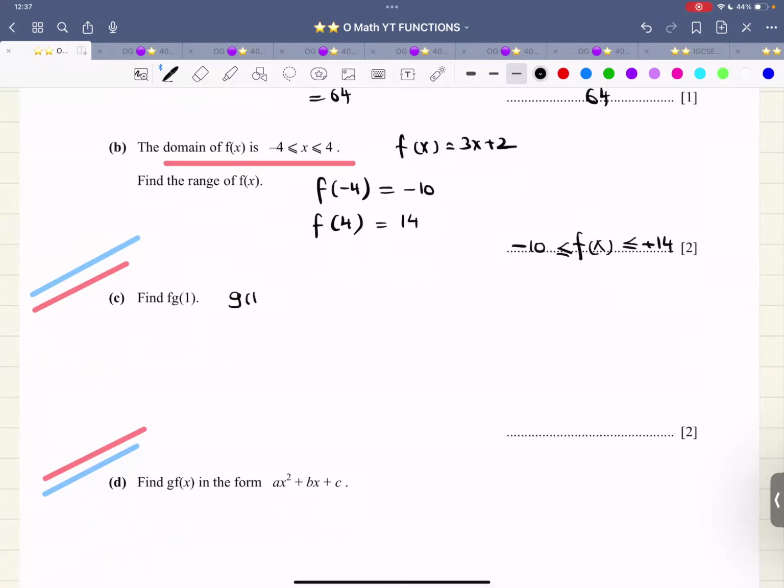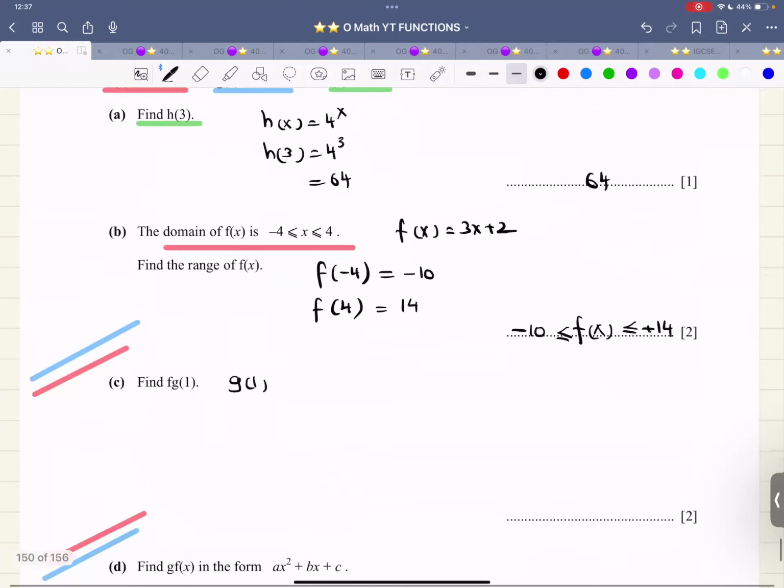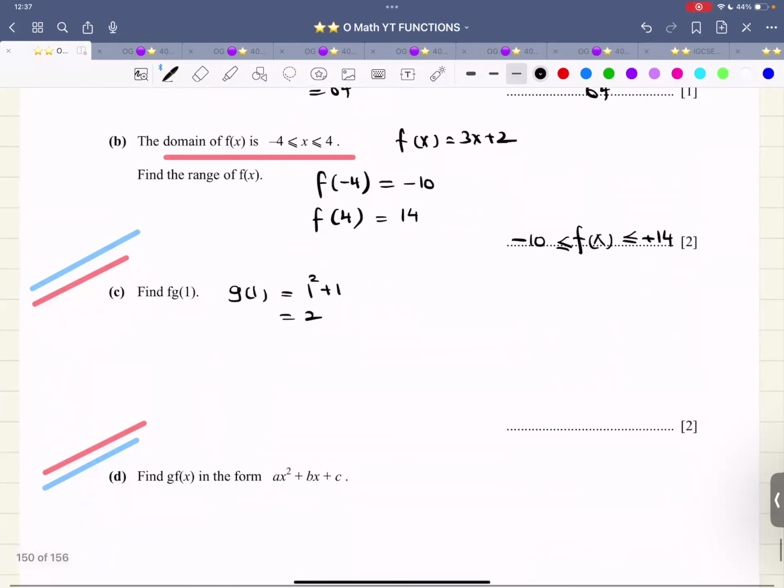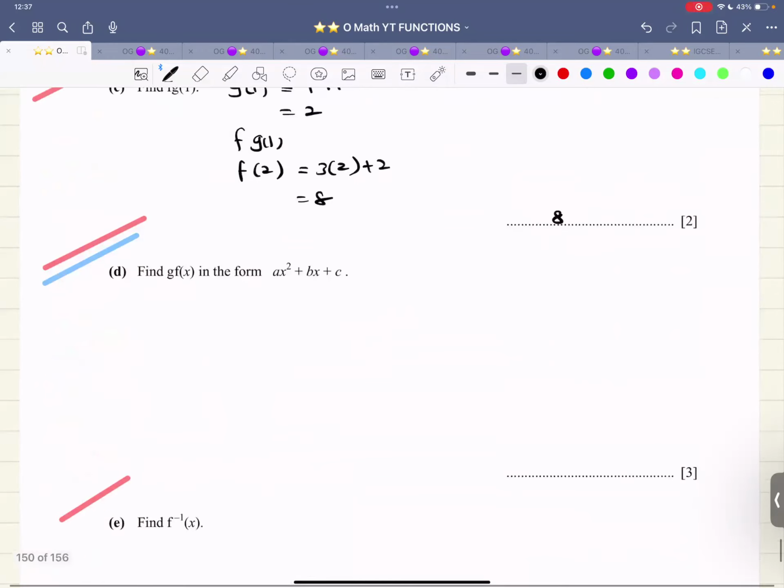First evaluate g of 1. g(x) is quadratic, x squared plus 1, which is 1 squared plus 1, which is 2. Then f of g of 1 basically means f of 2. That is 3 into 2, 6 plus 2. That comes out to be 8.